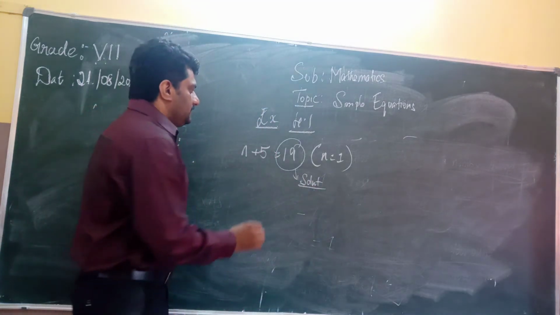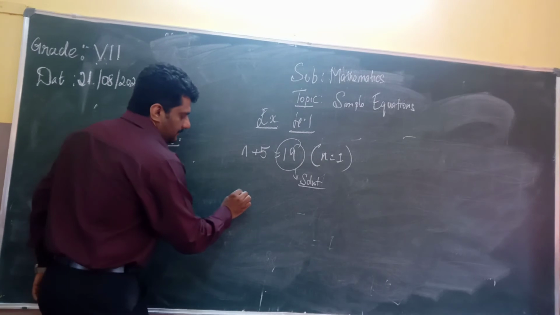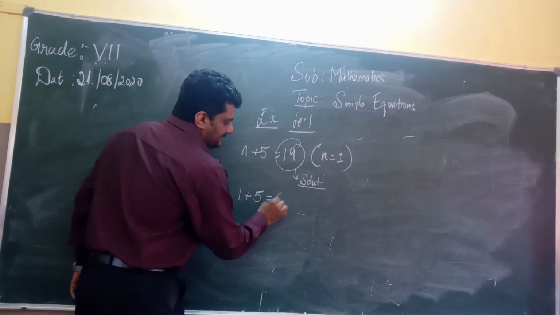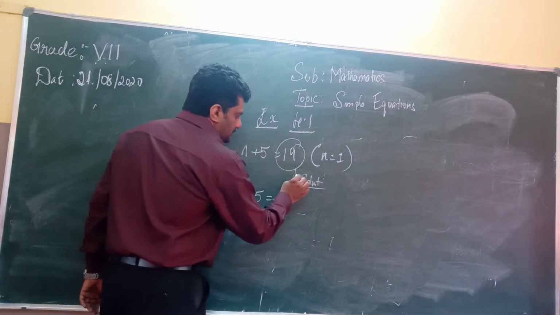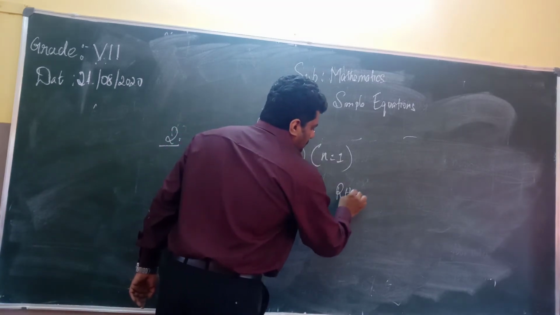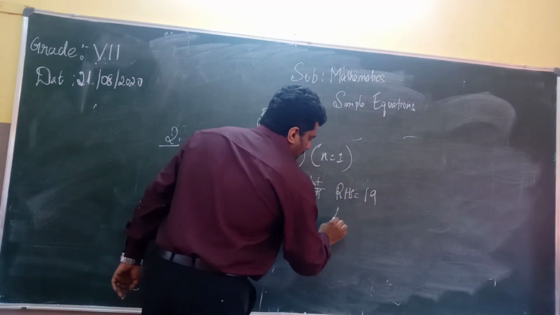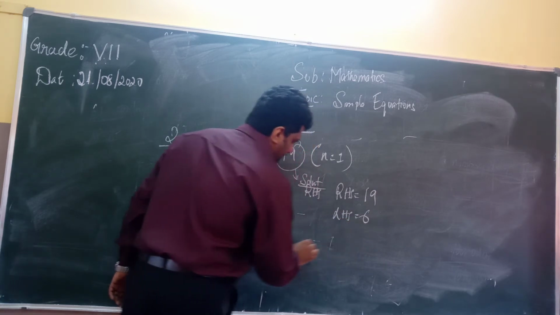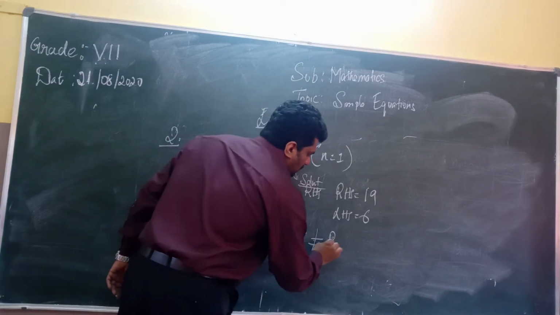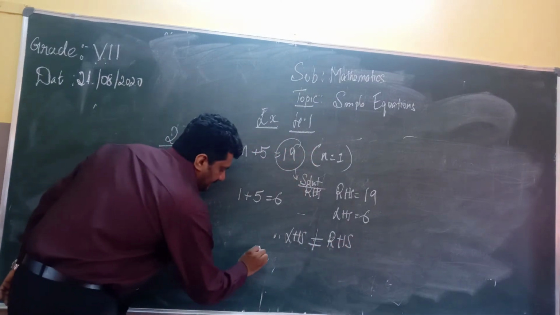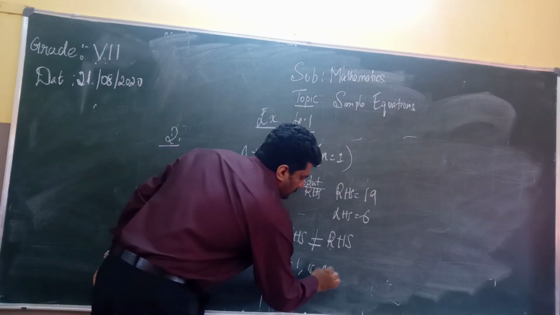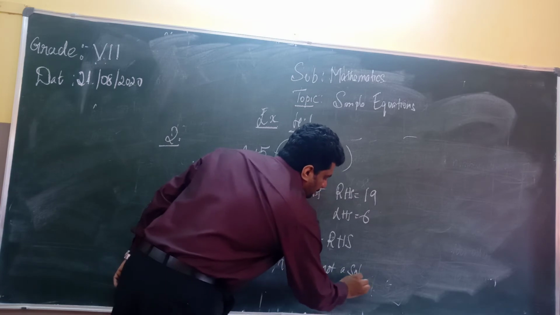Okay. Now when you put the value n equal to 1, 1 plus 5, we get 6. Now this is RHS, right? RHS is how much? 19. How much did we get on LHS? 6. Therefore, LHS is not equal to RHS. Hence, n is equal to 1 is not a solution.